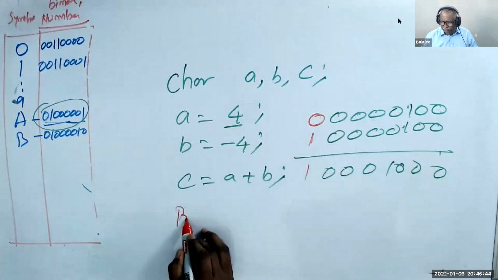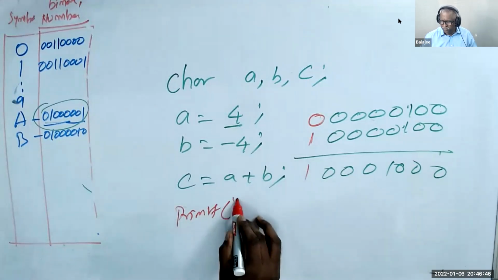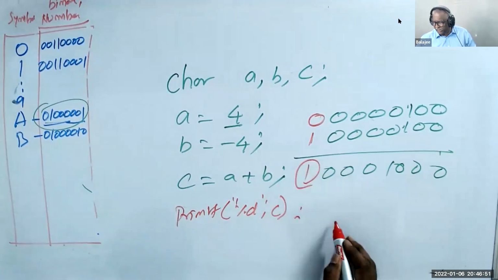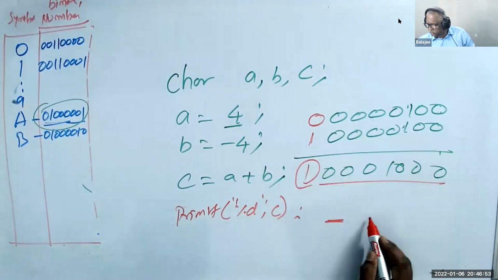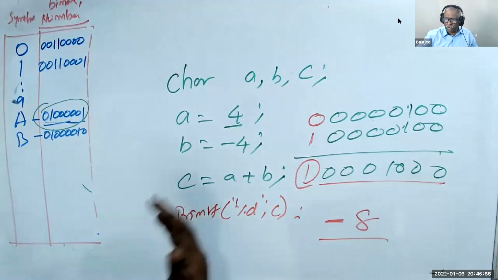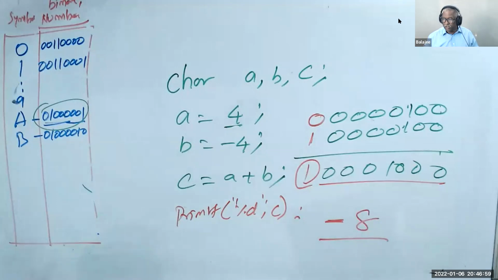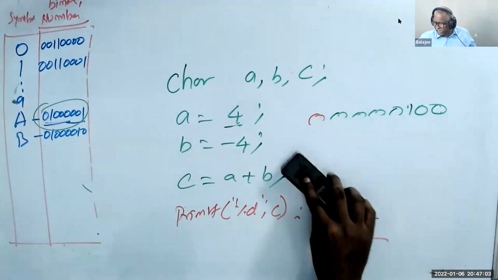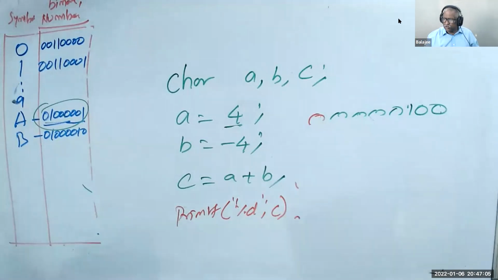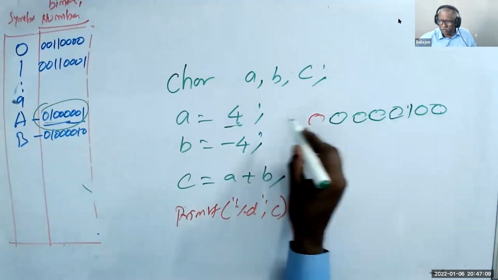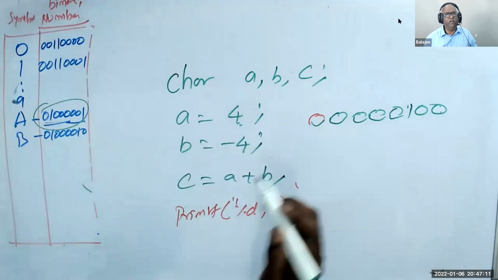So if you do printf of C, what do you get now? Because of the 1, you get negative, you get minus 8. This is wrong. If you add 4 and minus 4, you're supposed to get 0. Now let us see our method. I have taken the number 4. This is positive, so I didn't do anything. I wrote it directly, and the sign bit is 0.